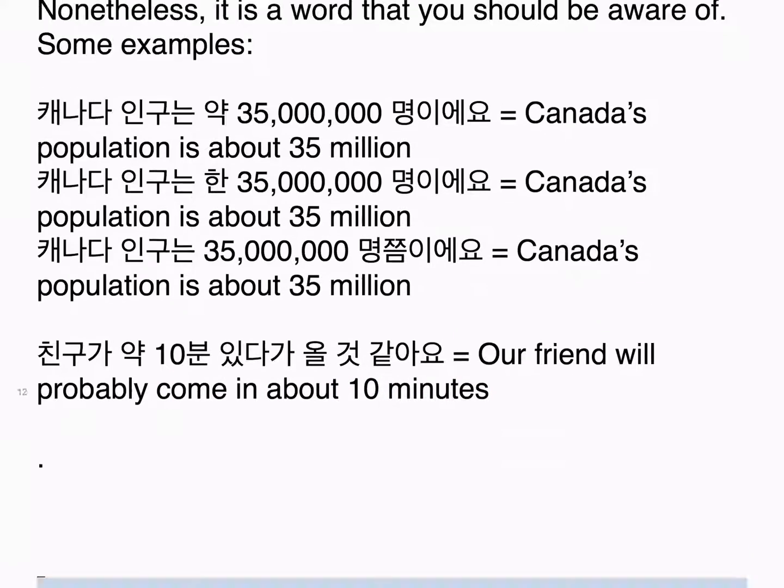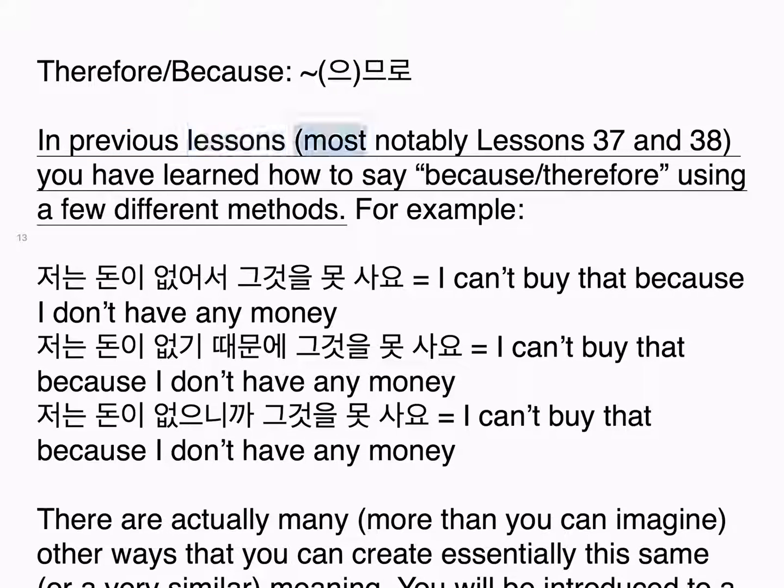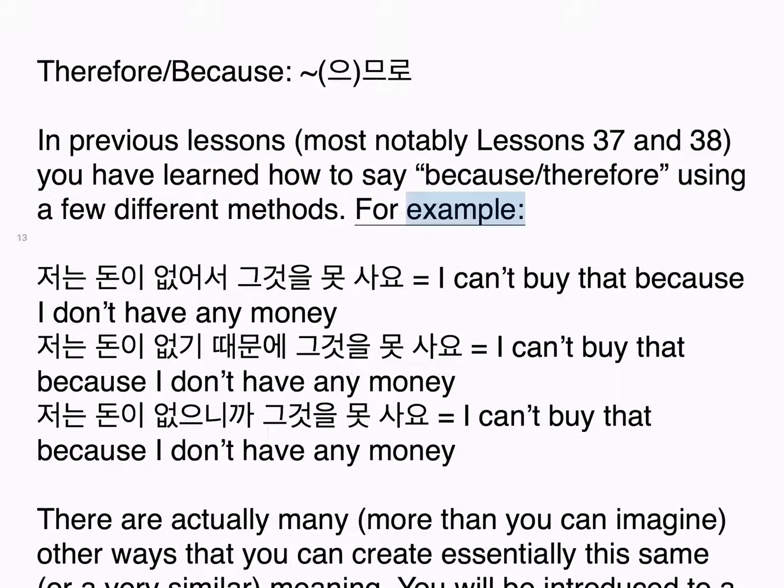Therefore, because: 으므로. In previous lessons, most notably lessons 37 and 38, you have learned how to say because or therefore using a few different methods. For example, 저는 돈이 없어서 그것을 못 사요. I can't buy that because I don't have any money. 저는 돈이 없기 때문에 그것을 못 사요. I can't buy that because I don't have any money. 저는 돈이 없으니까 그것을 못 사요. I can't buy that because I don't have any money.